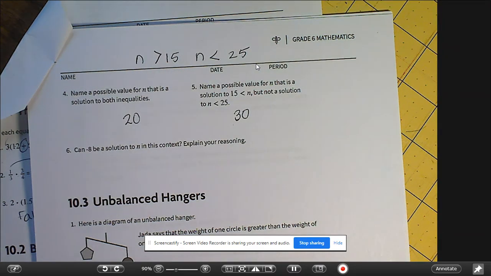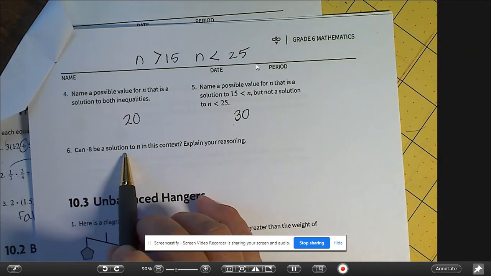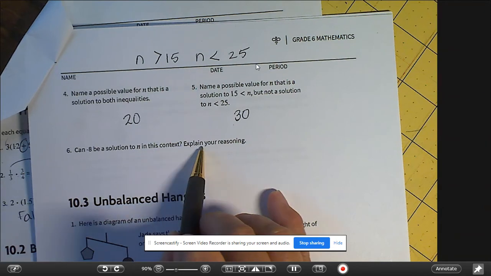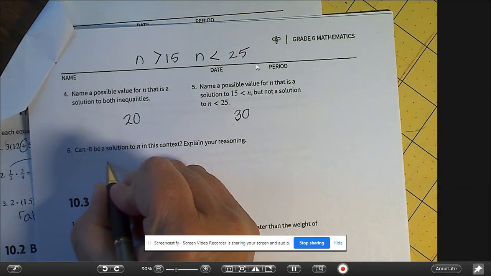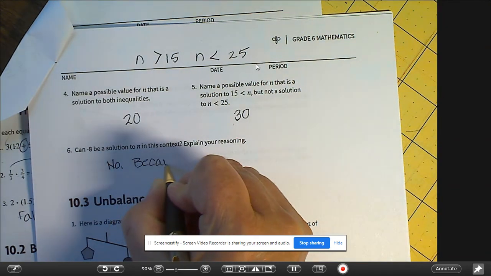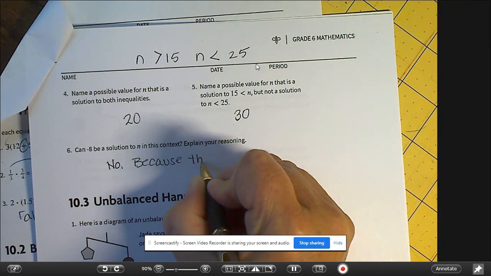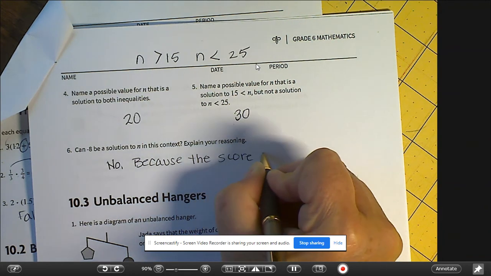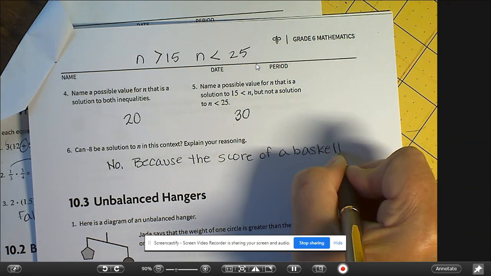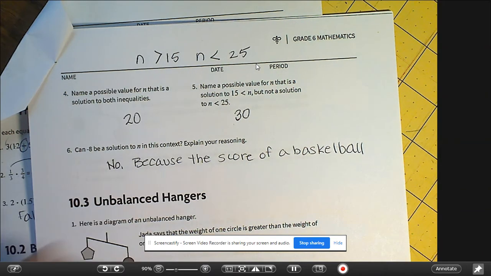Number 6, can negative 8 be a solution to n? In this context, explain your reasoning. So the answer is no, because the score of a basketball game cannot be negative. You can score 0 points, but you can't score negative points.